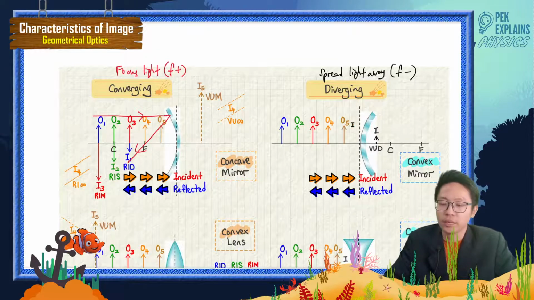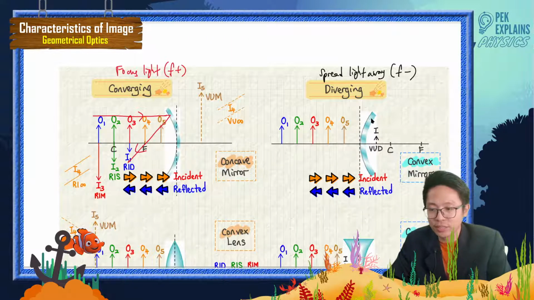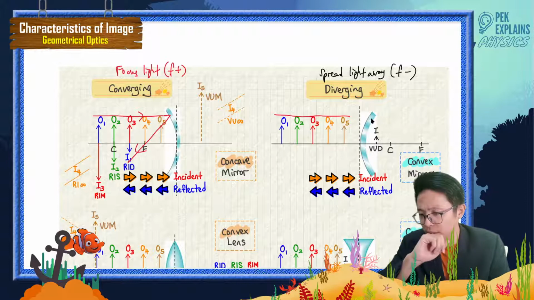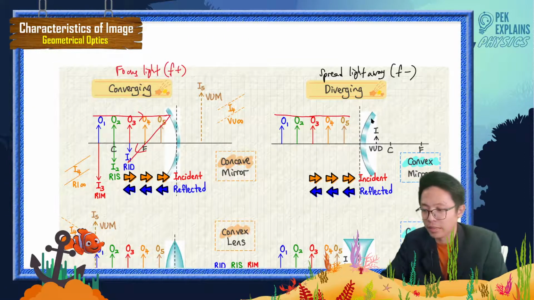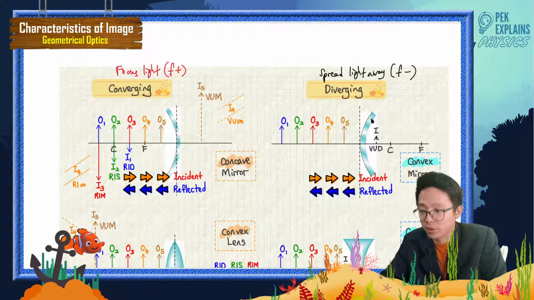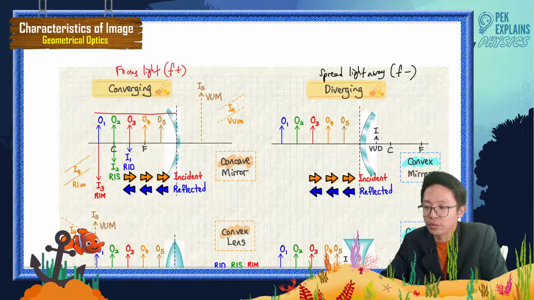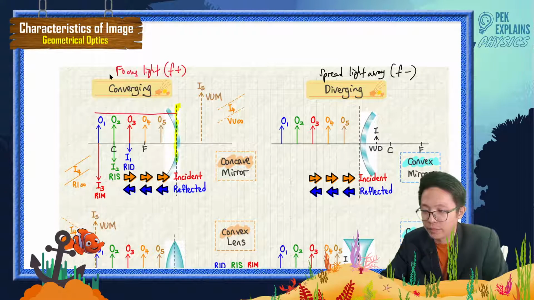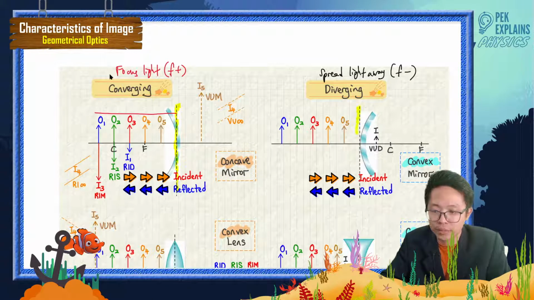But this one, this mirror, it won't focus the light. It surely will diverge the light away. You see or not? Okay. I don't want you to draw on the surface. I want you to draw on the line. I already drew on the line. You see? I want you to use the line over here.